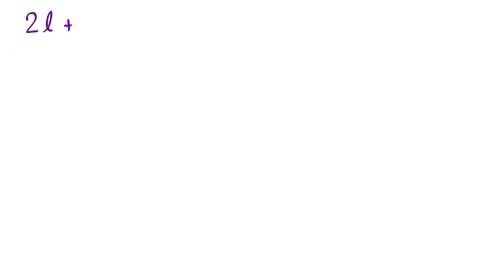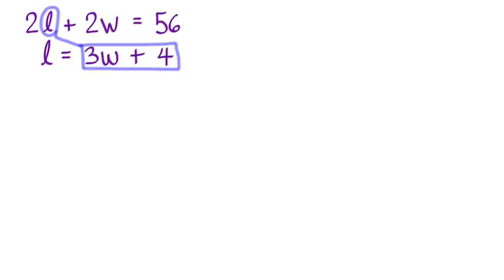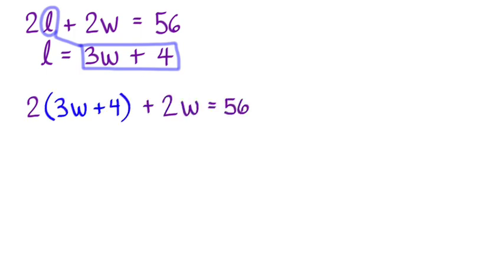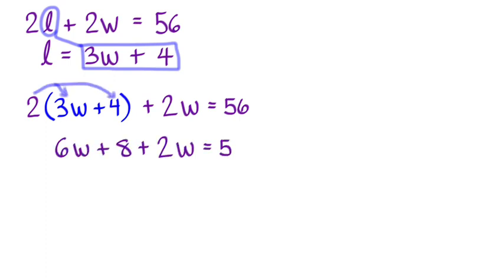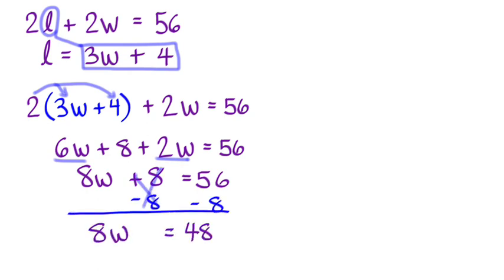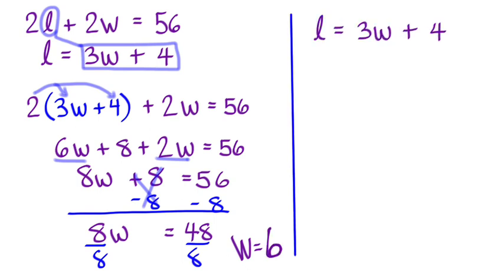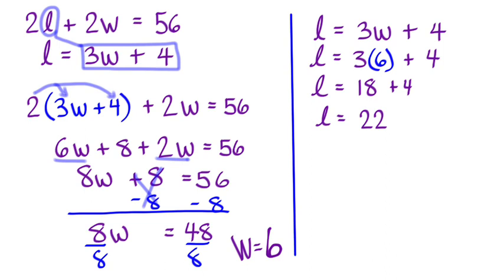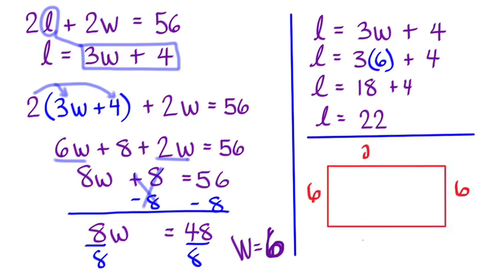Now I can substitute that in for my L. 2 times that plus 2W equals 56. I distribute, combine my like terms, and isolate my variable. And I could take this complicated problem and solve so easily that the width is 6. Go back and plug it into the length equation, getting 22. And you can check it. 2 22s plus 2 6s is indeed 56.